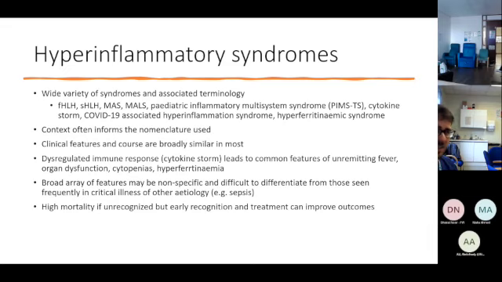But they're broadly quite similar clinically in that there's a dysregulated immune response leading to fever, organ dysfunction, cytopenias, and hyperferritinemia, which I'll talk about later. And as you can tell, all these things are quite non-specific, and it's quite difficult to differentiate them from other diseases that we see commonly, so sepsis, and there is some degree of overlap there, again, which I'll talk about. It's important because the mortality is quite high, but there is treatment available if we can identify this that can possibly improve their outcome.